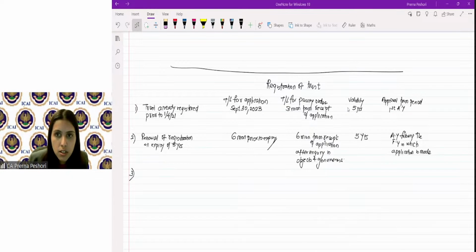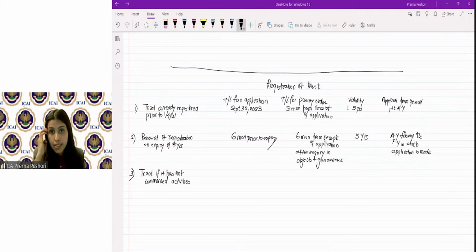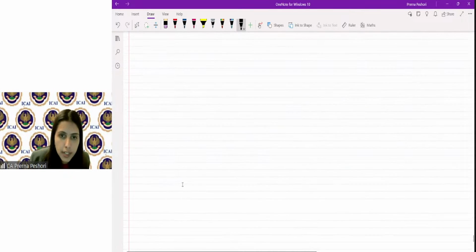So just write it over here. The trust, if it has not commenced activities, if it has not commenced any activity, then you can write below like this as well.